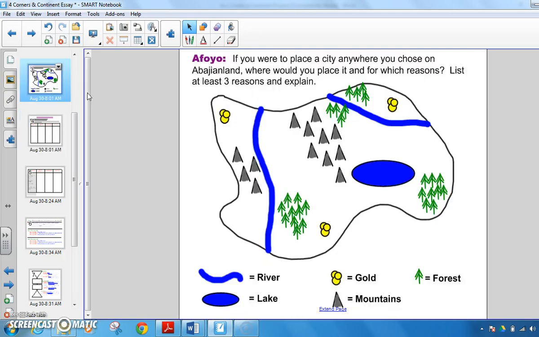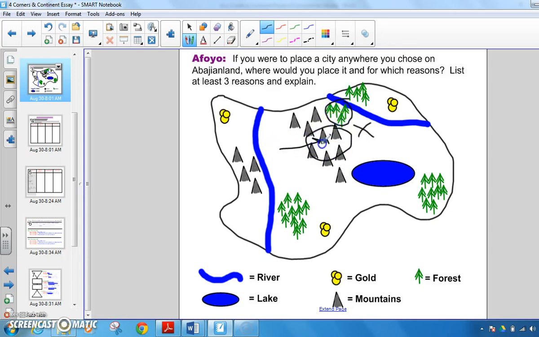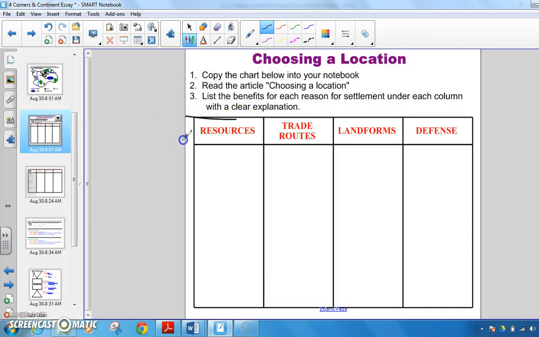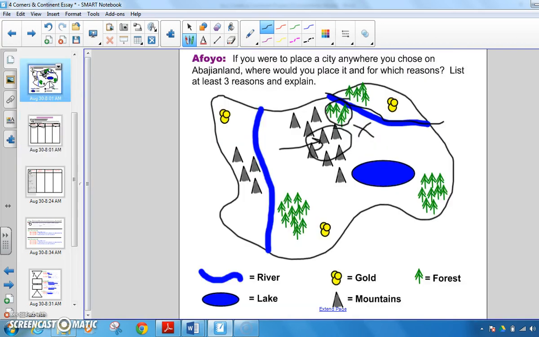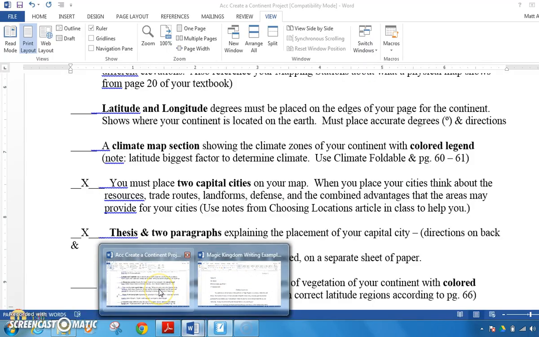To give you an idea of this, let's say that I want to place my city right here. And I want to do it because I really like the resources I get from the lumber here, the defense that my mountains provide for any enemy attacks that come through here, and the trade routes that I can trade out with other people using the river system here. If that's the case, I'm using resources, trade routes, and defense. So I can use a combination of these just by my one location. It's up to you to choose.